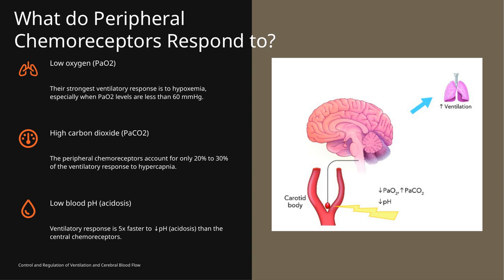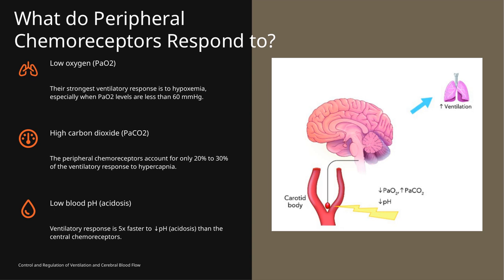These chemoreceptors are crucial sensors located outside the brain that help regulate our breathing in response to changes in blood chemistry. Their most significant response occurs during hypoxemia, which is when oxygen levels in the blood drop below normal, especially when the partial pressure of oxygen, or PaO2, falls below 60 mmHg. This triggers a strong ventilatory response, prompting us to breathe faster to increase oxygen intake.